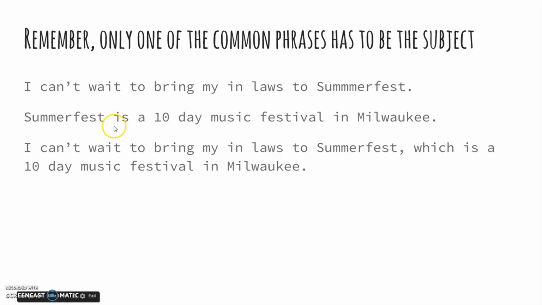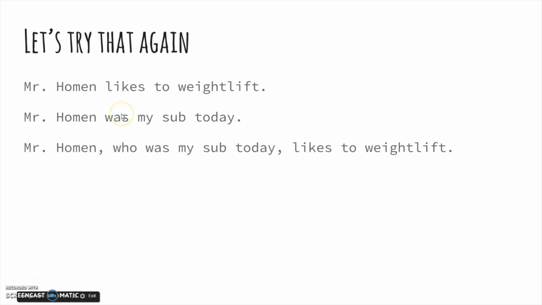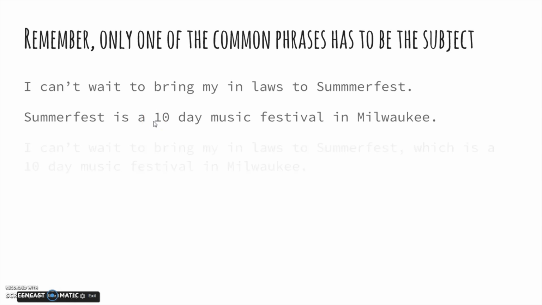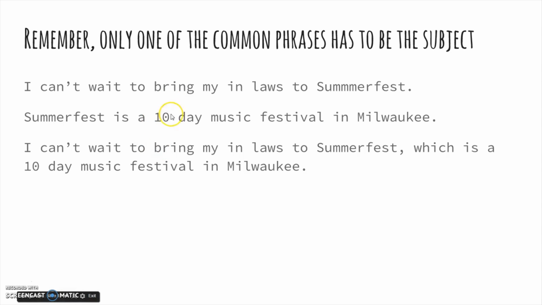Now, you can't go in the other direction. You can't say Summerfest, which I can't wait to bring my in-laws to. I mean, you could kind of mess it around a little bit. But you need to have that subordinate clause come from the one with the subject as the common phrase. So with this one, we could go in either direction because they're both in the subject sentence. But in this one, we can't really go in either direction because you have to have the subordinate clause be made from the sentence that has it as its subject. Whew, I think I got a little confusing there. Okay, let's go to the next way to do this.